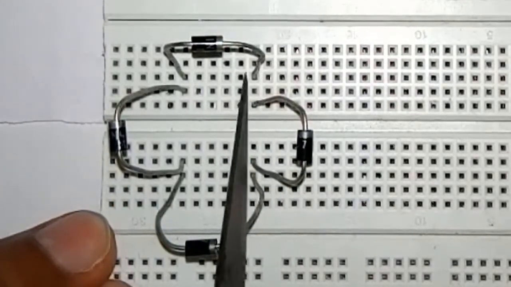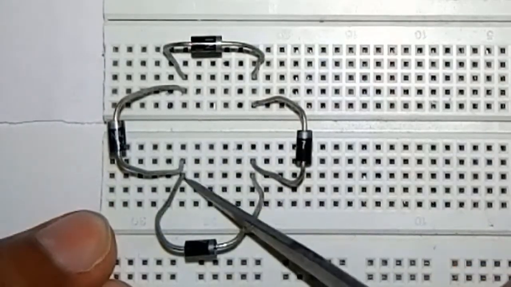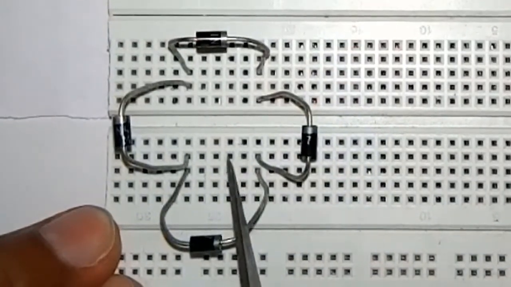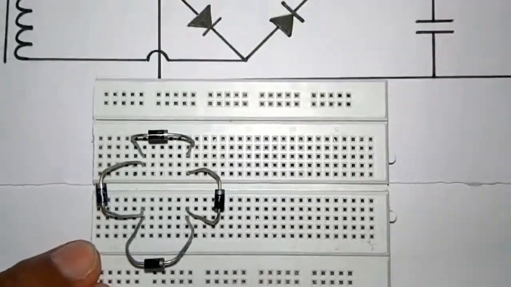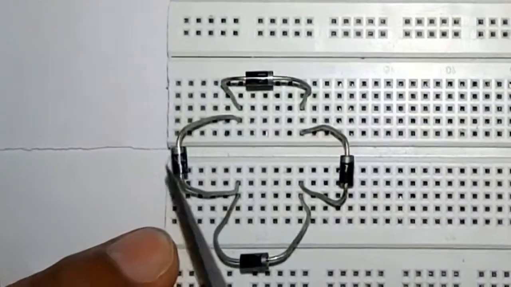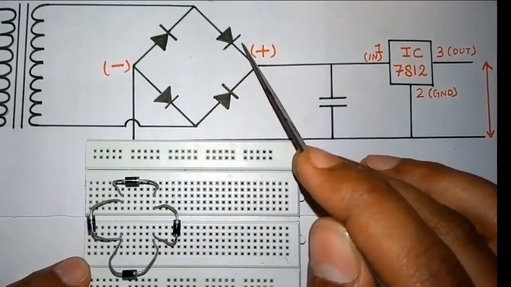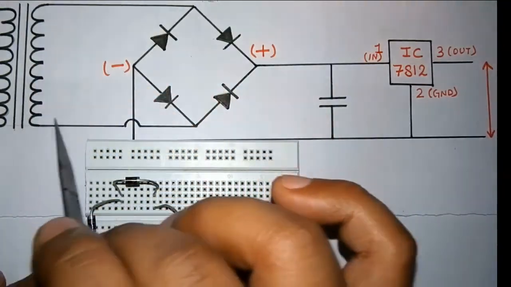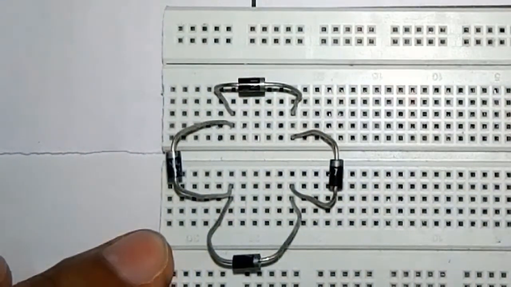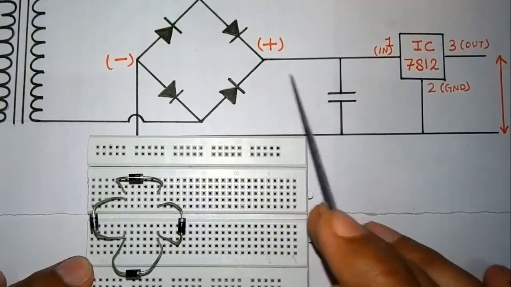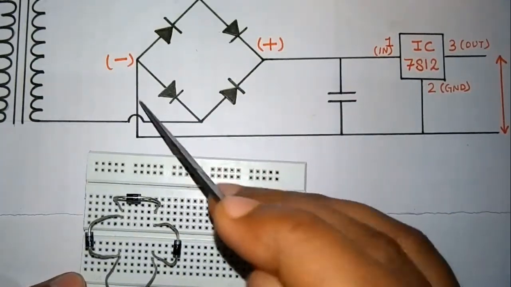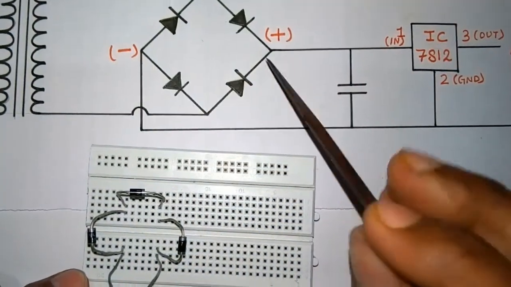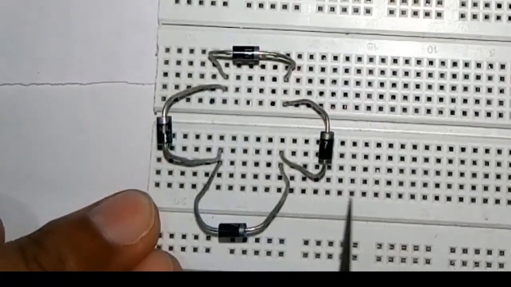See, my pins are shorted here, just like in the diagram. These two diodes are shorted here. The connector from the transformer is the same with this. And from here we are getting the output, the negative output and the positive output.